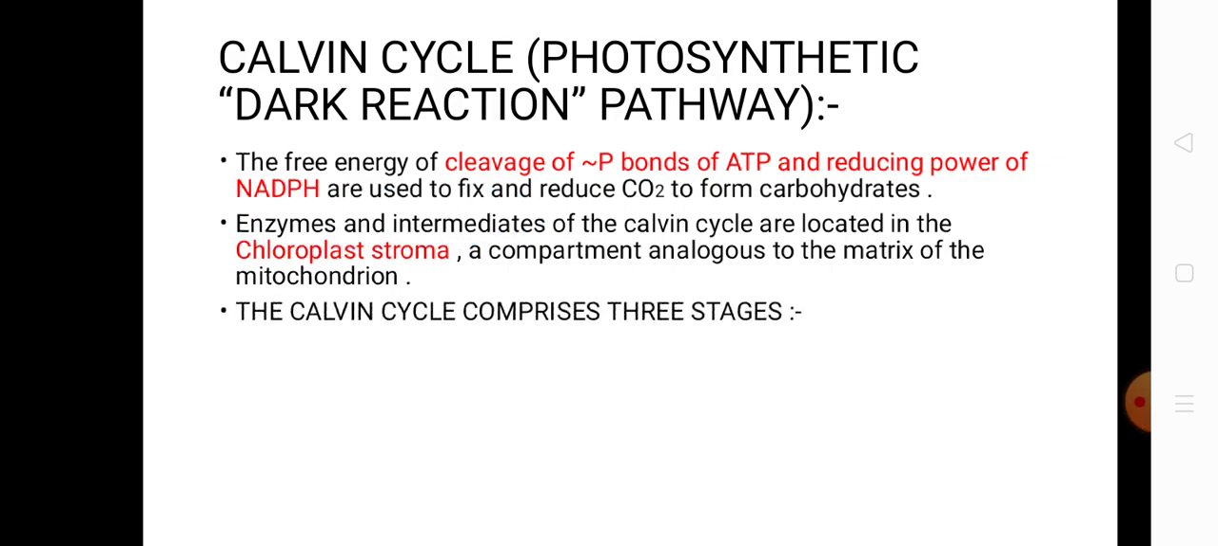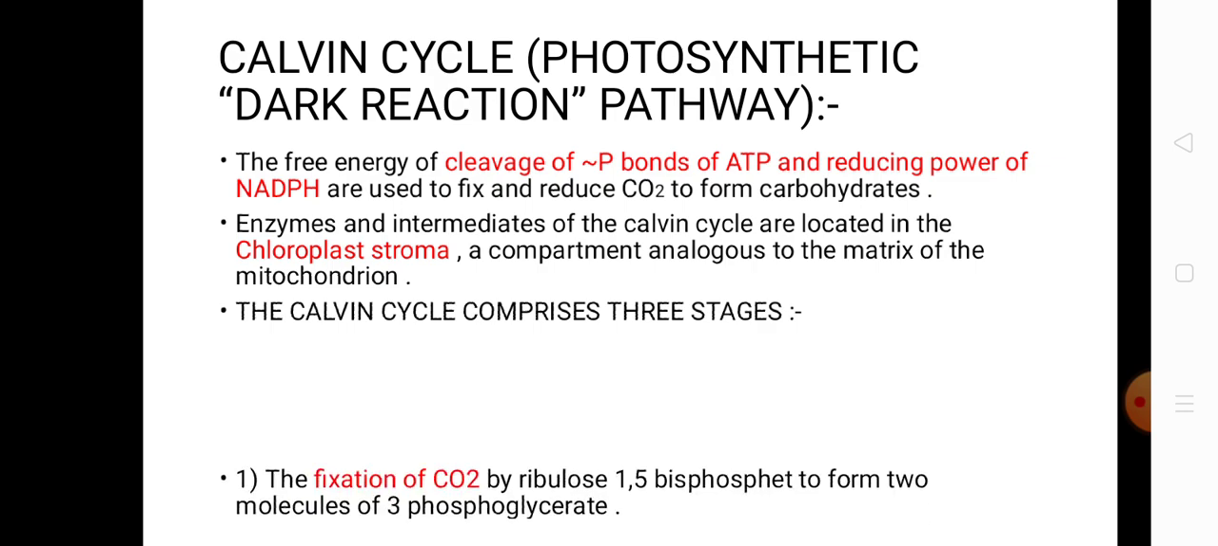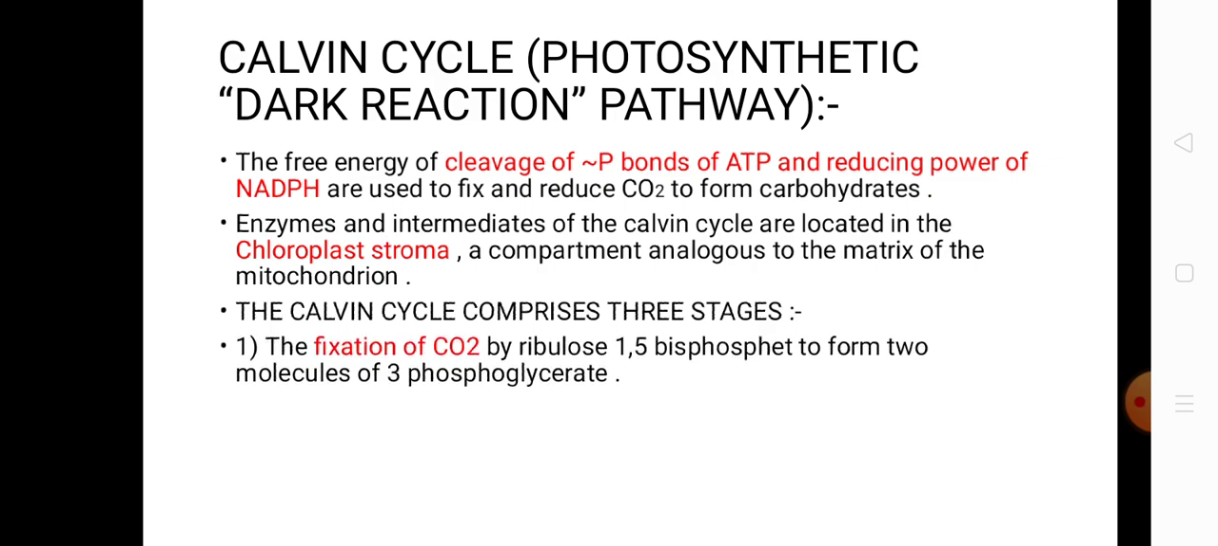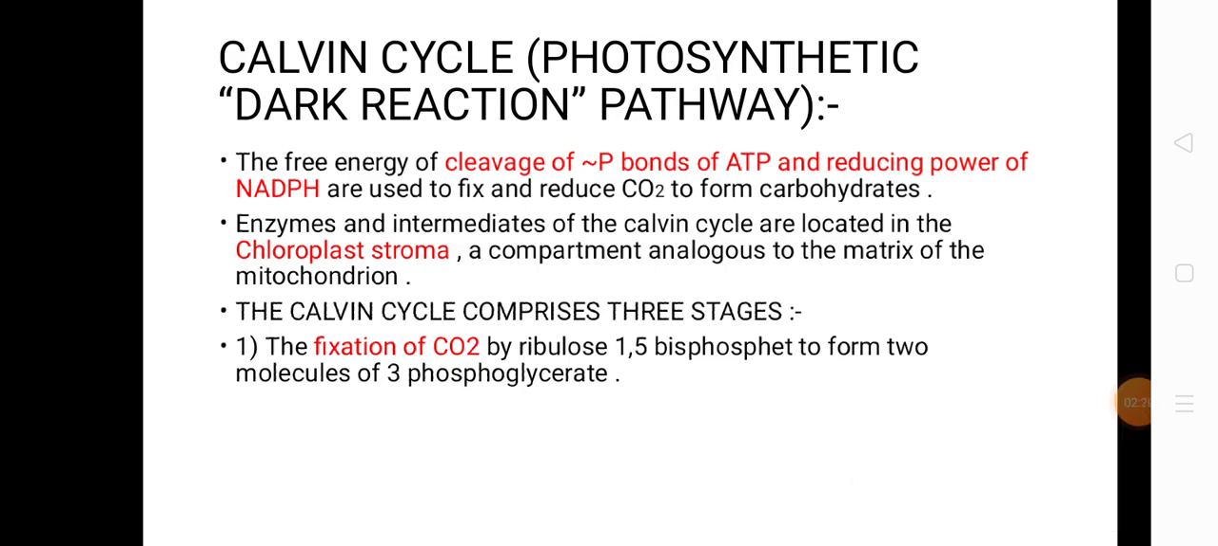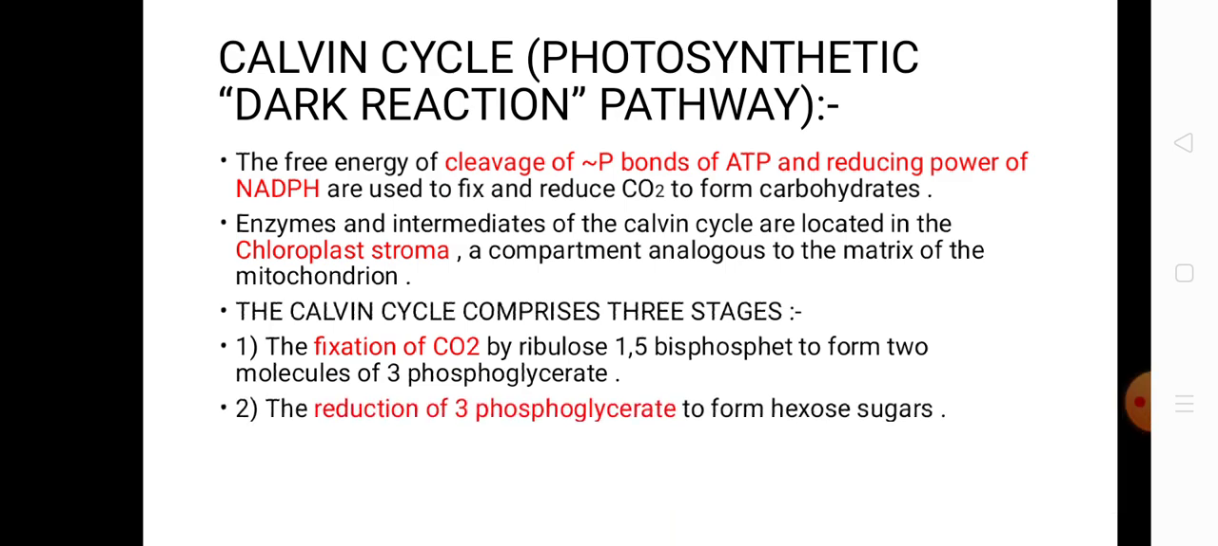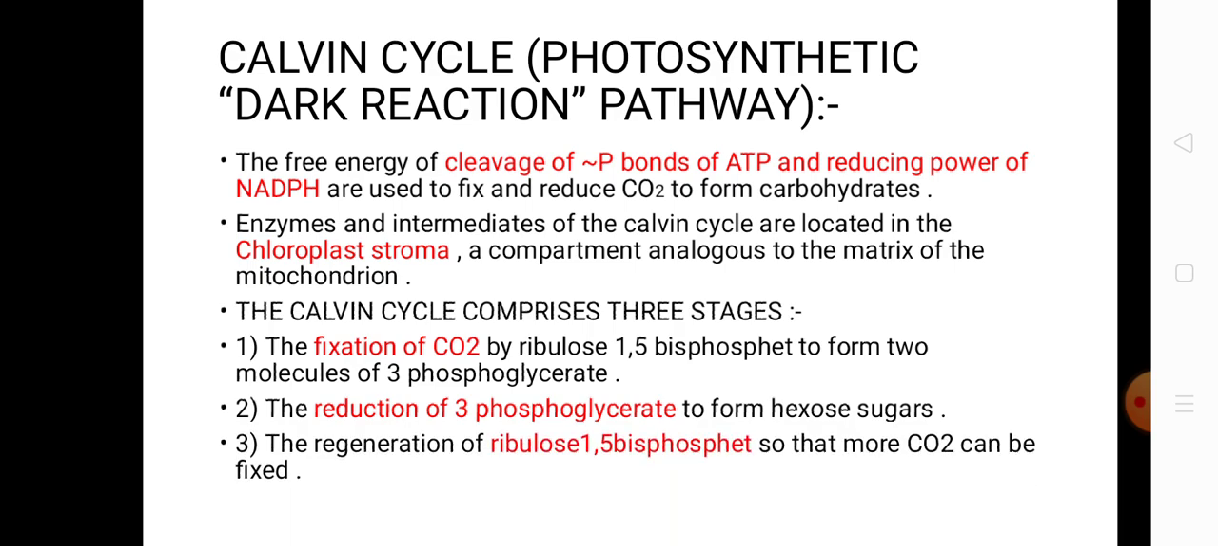Now the Calvin cycle consists of mainly three stages. In the first stage, we are going to fix the CO2 with the help of ribulose bisphosphate, producing 3-phosphoglycerate, and it will be 2 molecules of 3-phosphoglycerate. Then comes the reduction of this 3-phosphoglycerate to form hexose, and the regeneration of the ribulose bisphosphate so that more CO2 can be fixed. Okay, so that is the idea.